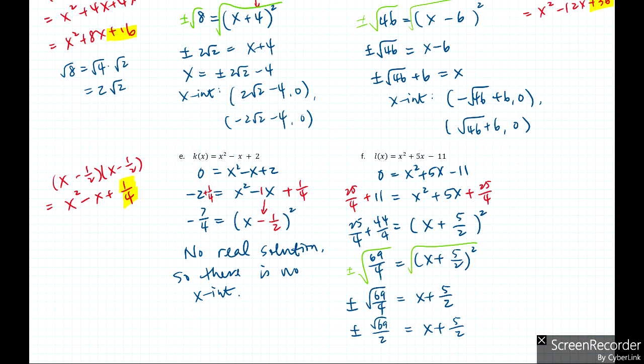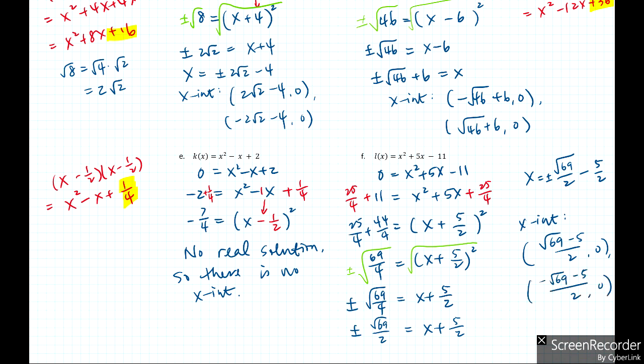To get x, we can subtract 5/2 on both sides. So x is equal to plus or minus root 69 over 2, then subtracted by 5/2 in this case. And we can state the results for the x-intercepts are going to be root 69 minus 5/2, comma 0, or negative root 69 minus 5/2, comma 0.